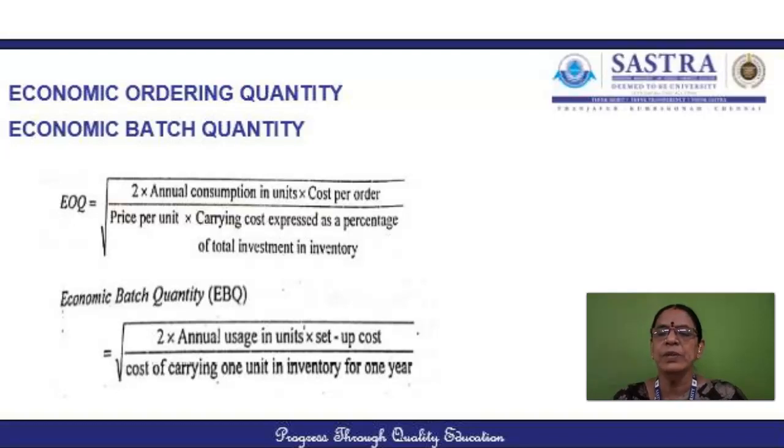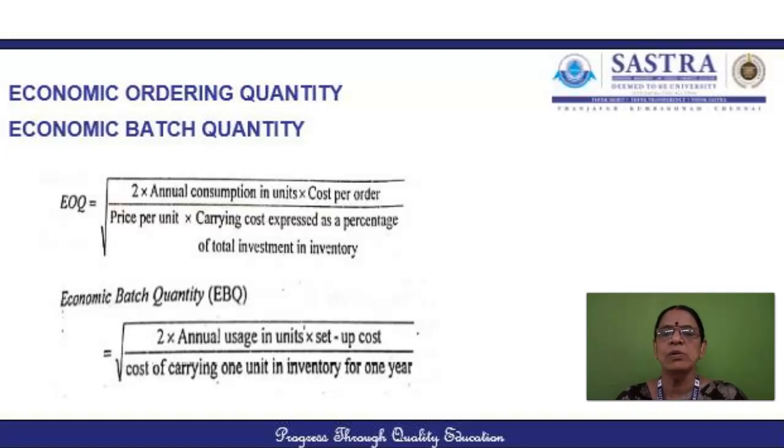Average inventory is the order size divided by 2. 400 by 2, 200. 500 by 2, 250. 800 by 2, 400. 1000 by 2, 500.